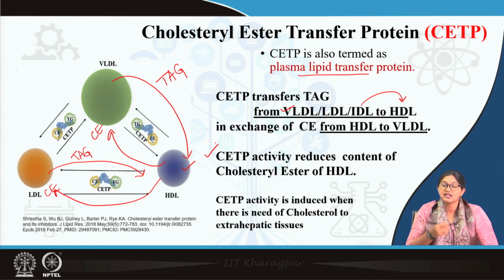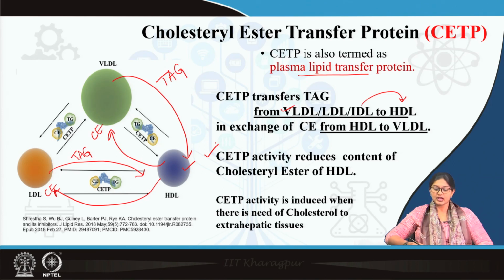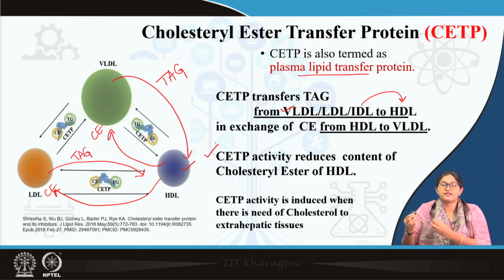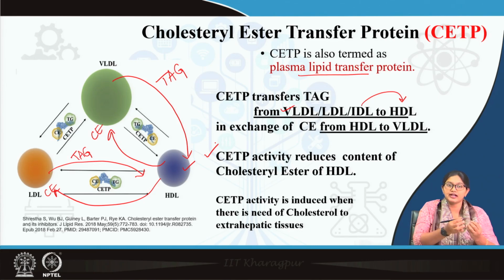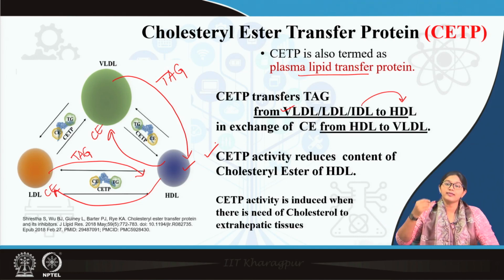So you can see that CETP can influence the function of LCAT. The more CETP acts, the more cholesterol ester is reduced in HDL, and the more LCAT is activated to convert cholesterol to cholesterol ester. Now, when CETP activity is induced, it transfers cholesterol ester from HDL to VLDL or LDL, and they transfer it to the extrahepatic tissue. So the requirement of cholesterol in extrahepatic tissue is inducing CETP to transfer more cholesterol to the extrahepatic tissue.